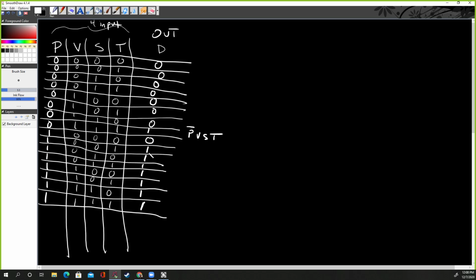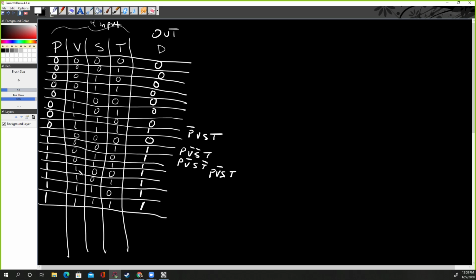And every time we see a 1 on the output, we're going to write down a minterm for it. So this one right here is going to be P, V, S, and these are off, and the T is on. See, this one's on, that one's off, but these two are off, so we do this. And this one is going to be P, V, S, and T right here. Yeah, that's right. And then this one is P, V, S, T, but only this one's off. So I'm going to write it out here because I'm running out of room.